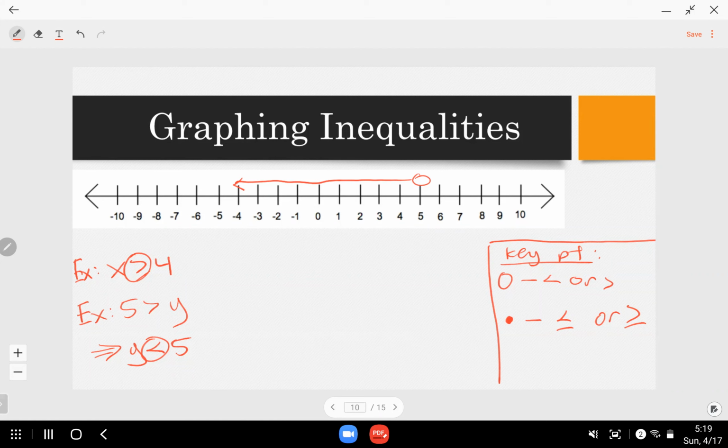Anyways, so it's an open circle. Why do we have an open circle? It's strictly less than or greater than, so we have an open circle. But if this were equal to, then we'd have a closed circle. So make sure you know that.